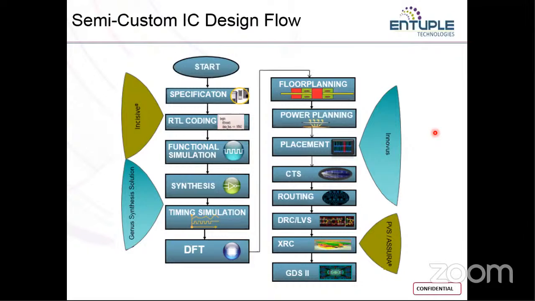So in this semi-custom IC design flow, you have some other processes like power sign off, for which you have a tool called Voltus, and for timing sign off, you have a tool called Tempus. For linting, you have tools called Jasper and Conformal, etc. And then you have Modus for DFT, and Genus or Stratus for synthesis, etc. So this is about the semi-custom IC design flow.